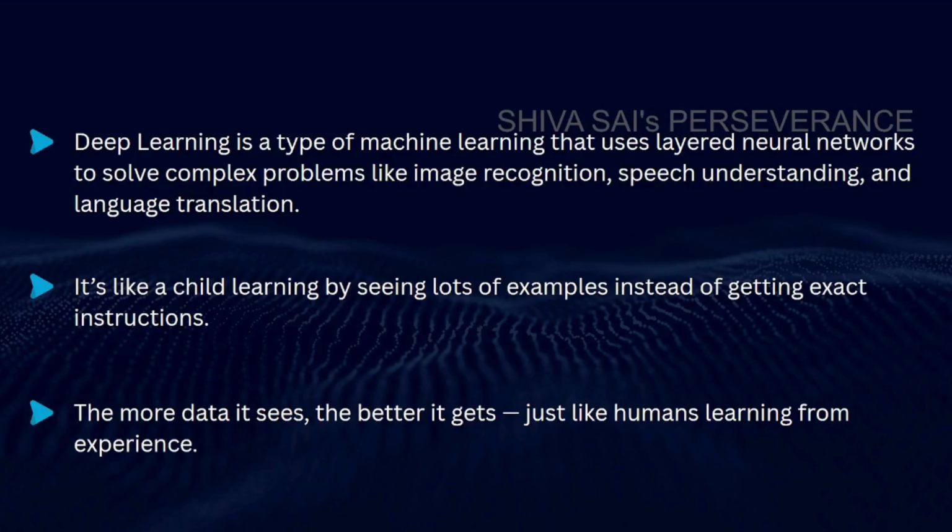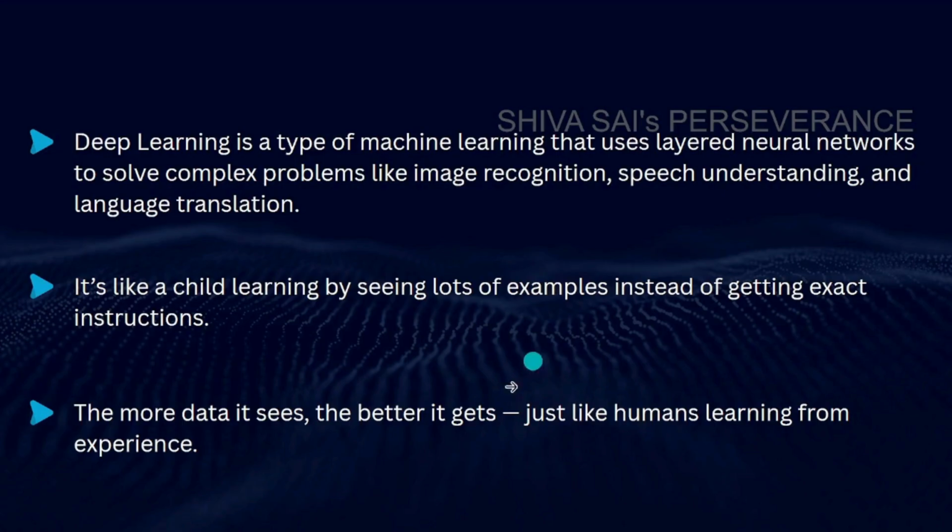Let's understand that. Basically, deep learning is a type of ML that uses a layered neural network to solve much more complex problems like recognizing images, understanding speech, translating languages, and much more like this. I put an analogy here where it's like a child learning by seeing a lot of examples instead of getting exact instructions. The more data it sees, the better it gets, like how humans learn from experiences. So deep learning is a core aspect of AI where it uses neural networks to solve multiple complex problems like recognizing images, understanding speech, and much more.